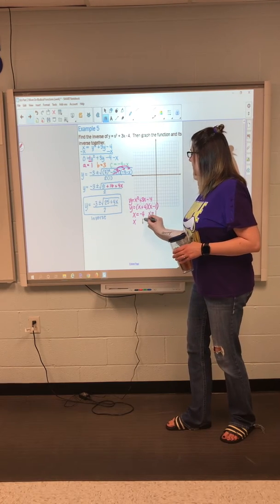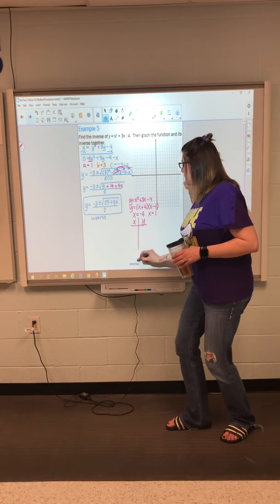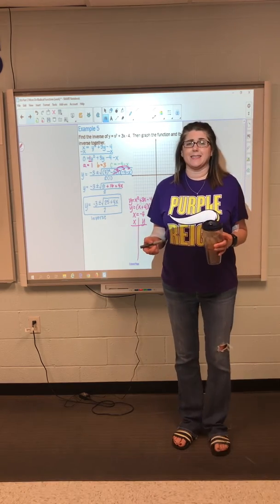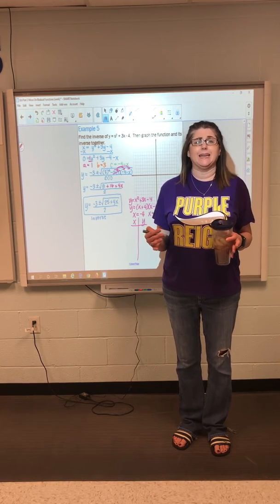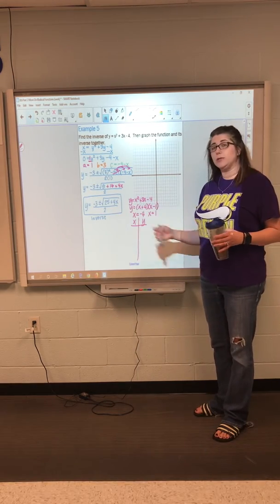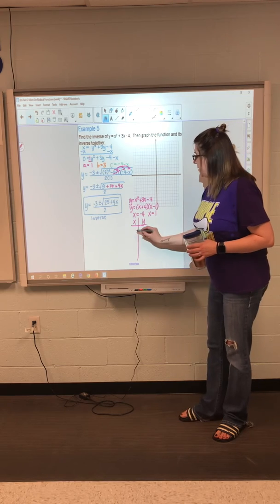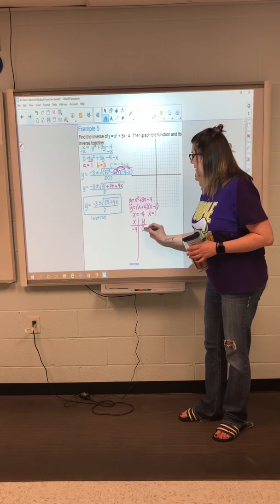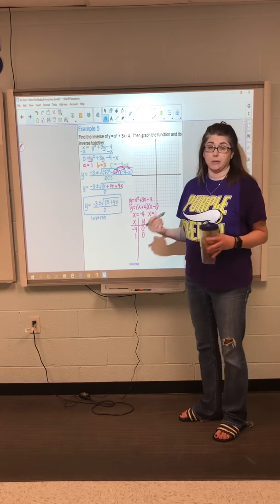Now let's remember, what does it mean to be an x-intercept? That means where it crosses the x-axis. And anytime something crosses the x-axis, it has a y value of 0. Because remember, we said each of those equal to 0 in order to solve for x. So that means we have negative 4 comma 0, and 1 comma 0 already.